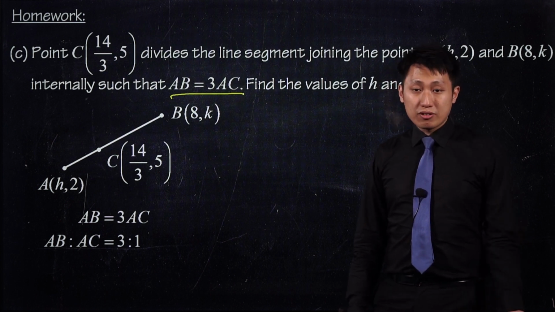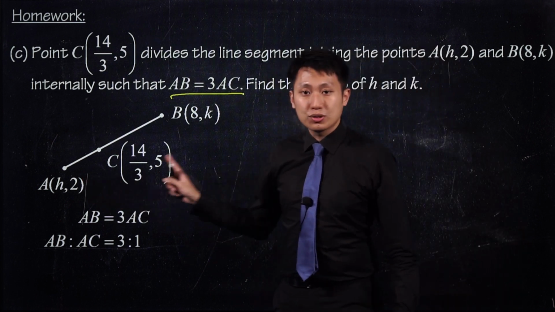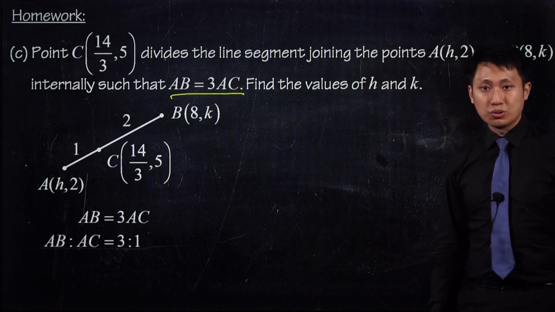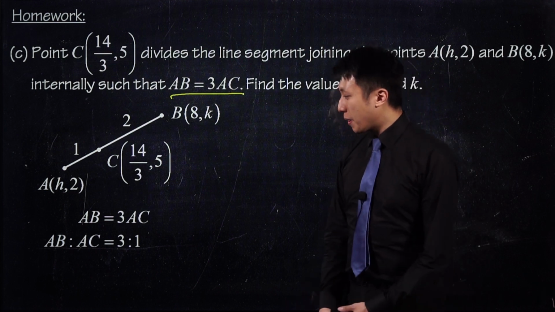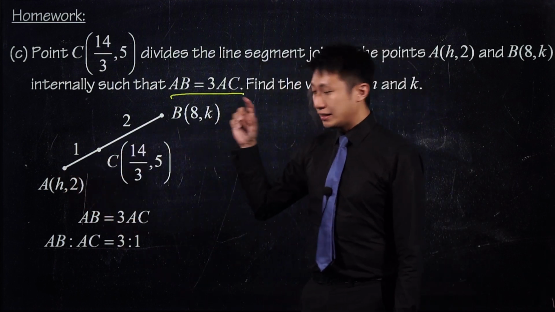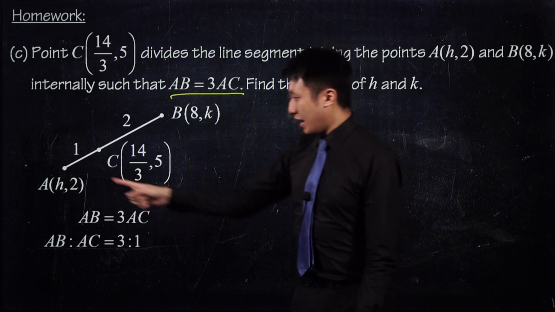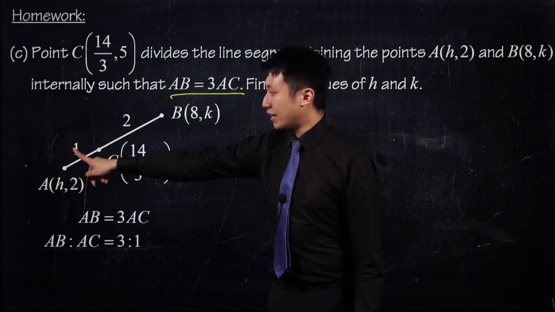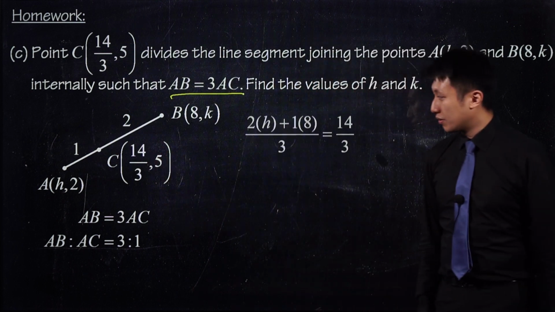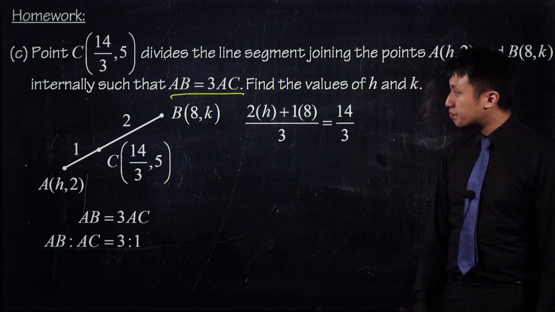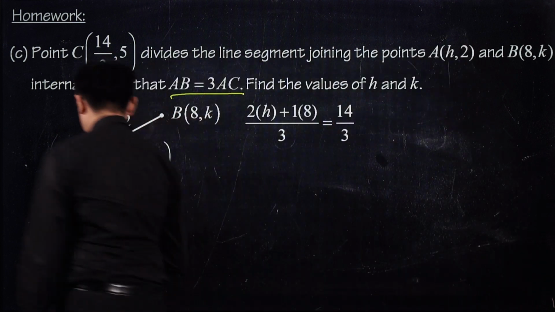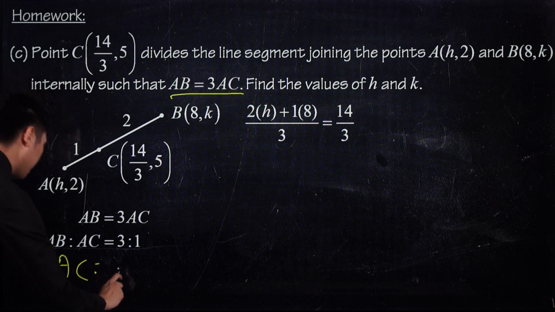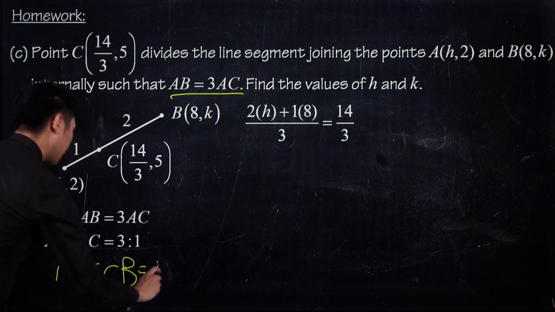Okay, but what do you really want? You want AC to CB. If that's the case, then it should be 1 to 2. Because here AB is 3 units. AC is only 1 unit. So that's why you can write it as 1 to 2. So that's what you want here, 1 to 2. So I write down for you here, AC to CB is equal to 1 to 2.